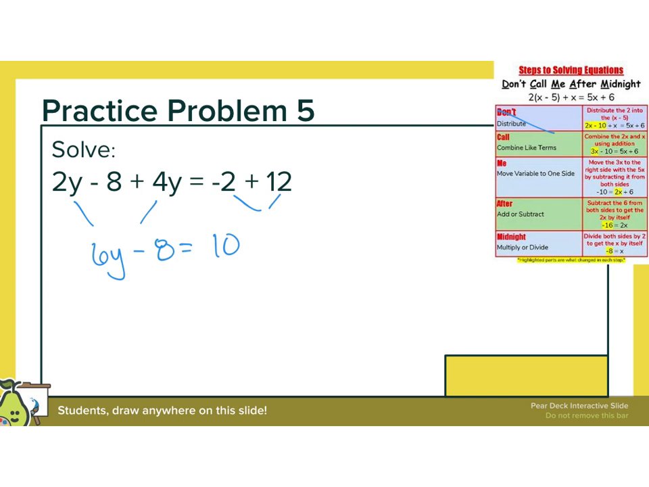Now we have a two-step equation. I don't have variables on both sides, so I'm down here. Adding 8, because I want that 6y to be by itself. Now I'm on my last step. I'm going to isolate by dividing to get y equals 3.